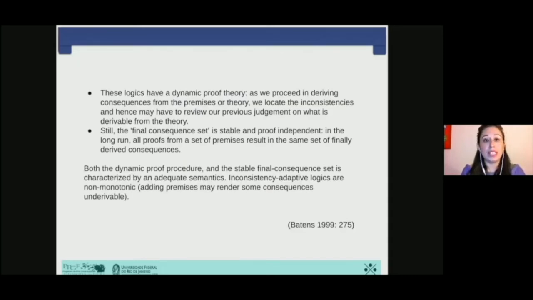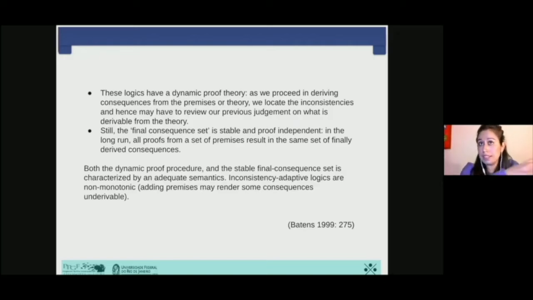So, adaptive logics have a dynamic proof theory. As we proceed in deriving consequences from the premises or the theory, we locate the inconsistencies and hence may have to review our previous judgment on what is derivable from the theory.